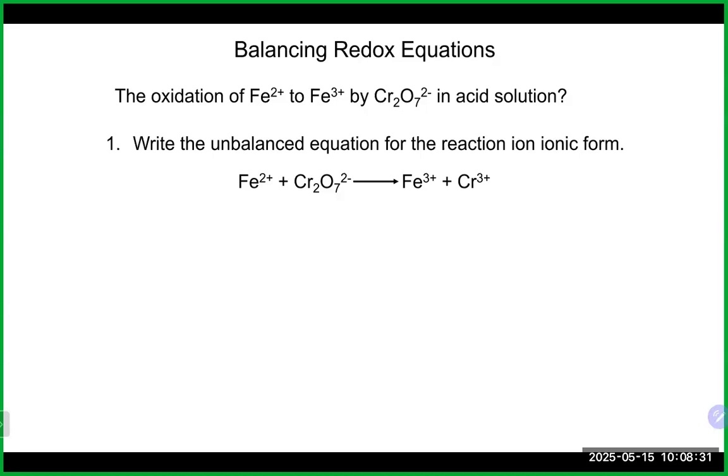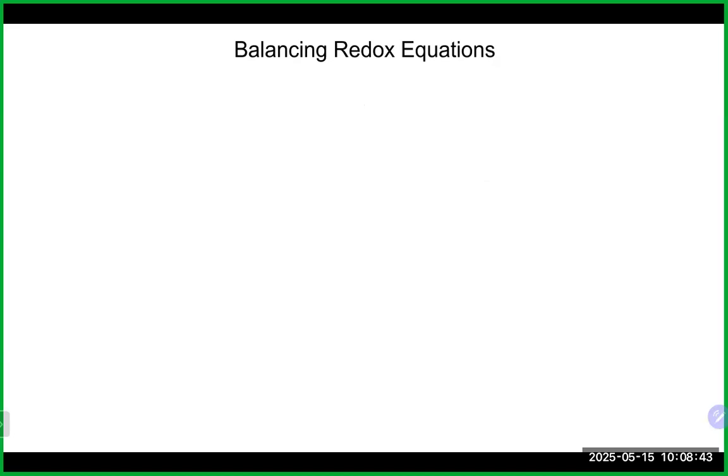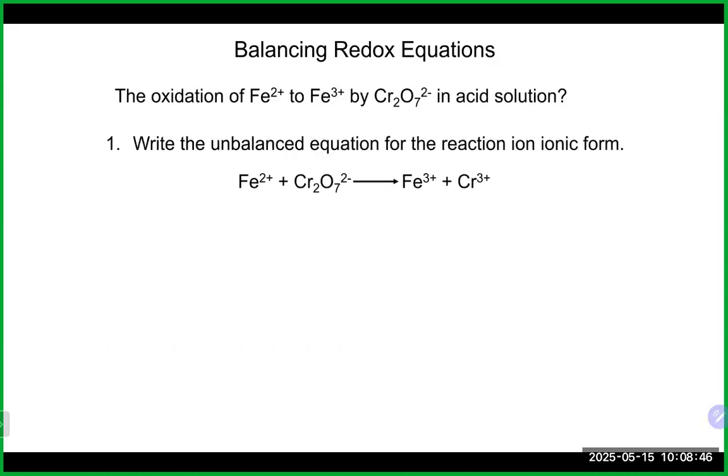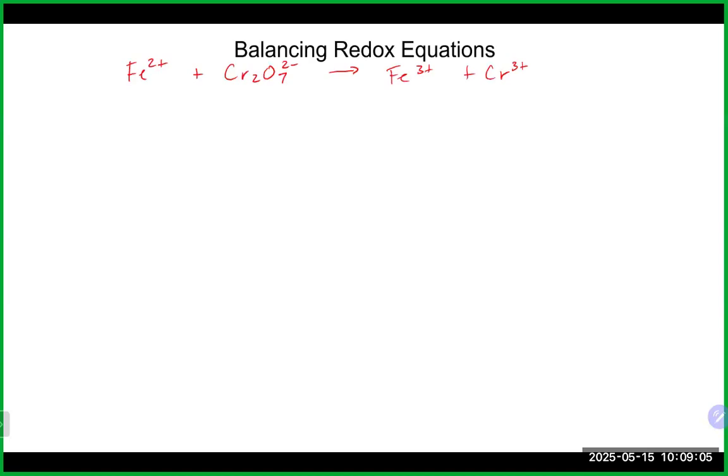What we're going to do is I personally like to first think about what's being oxidized and what's being reduced. So I'm just going to rewrite it up on top there. Give me a little bit more room. Fe2+, Cr2O7 2-, and Fe3+, and chromium. All right, so let's take a look at this one.